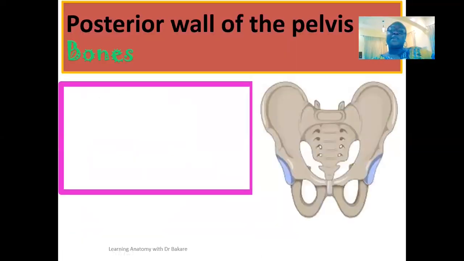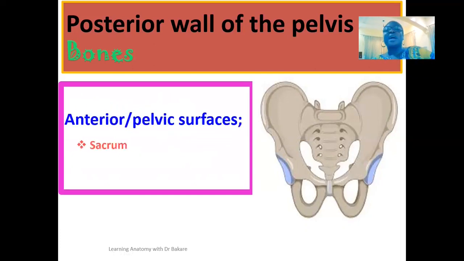For the bony component of the posterior wall of the pelvic cavity, we have two bones forming the posterior alignment of the pelvic cavity. It is the anterior surfaces of these bones that form the posterior wall of the pelvic cavity. So we have the sacrum. This is the sacrum here, arrowed in red. And inferior to the sacrum, we have the coccyx. And this is the coccyx that is also arrowed here in yellow. So we have these two bones forming the bony boundary of the posterior pelvic cavity.